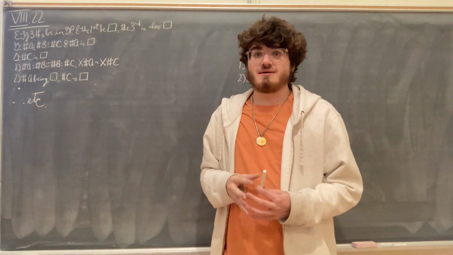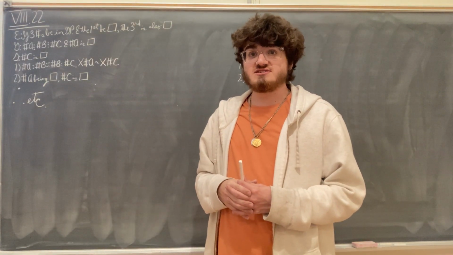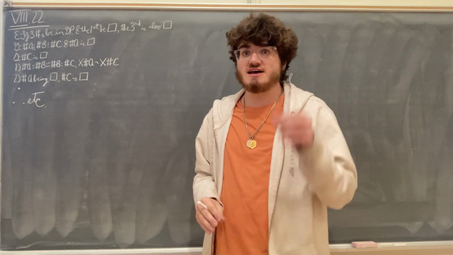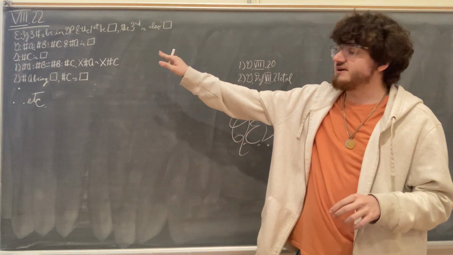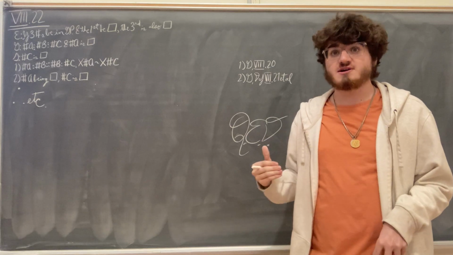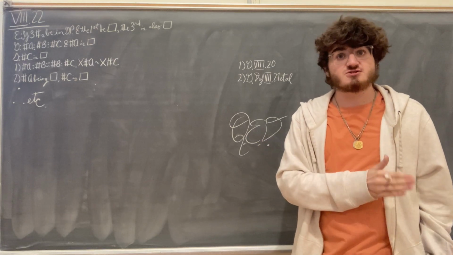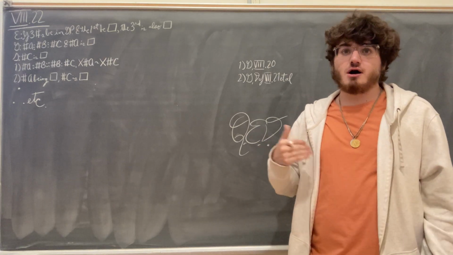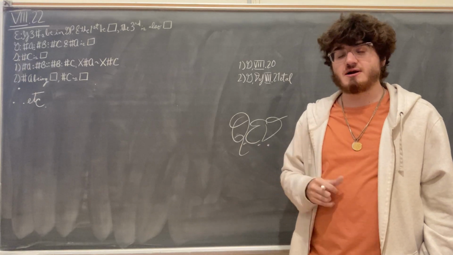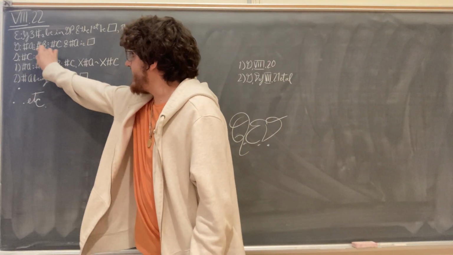Hello, this will be a demonstration of Proposition 22 from Book 8 of Euclid's Elements, which says that if three numbers be in continued proportion, and the first number is a square number, then the third number also will be a square number. We're given three numbers, A, B, and C.